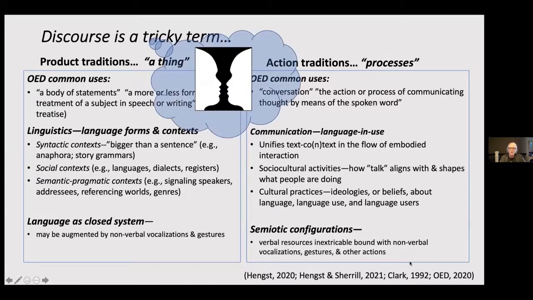I showed this ambiguous figure last time because I think it captures the conceptual challenge we face when we do discourse work. When you first encounter this image, you see either the faces or the vase, and it then takes work to reattune your attention to see the other one. So given that CSD has really been dominated by more product traditions, it takes focused work to shift our attention, our conceptual frame, to this process vision.